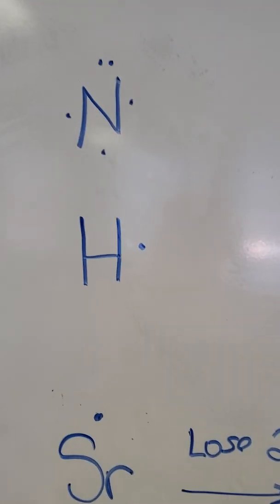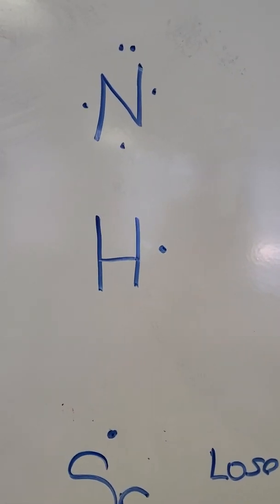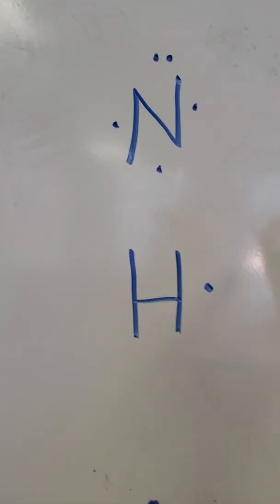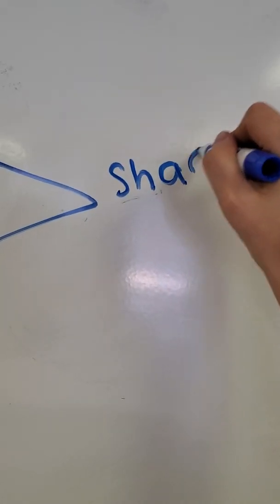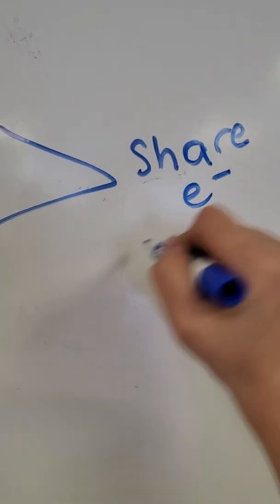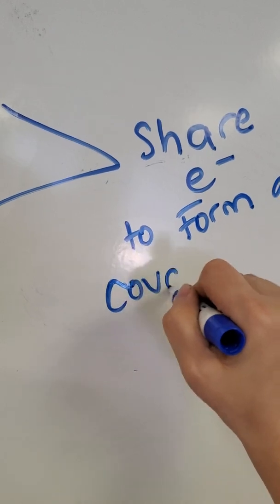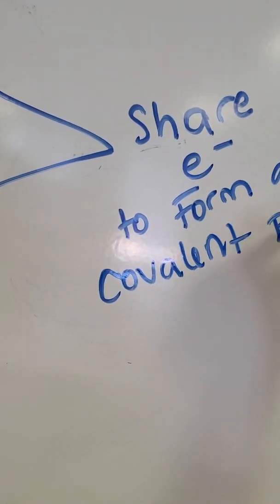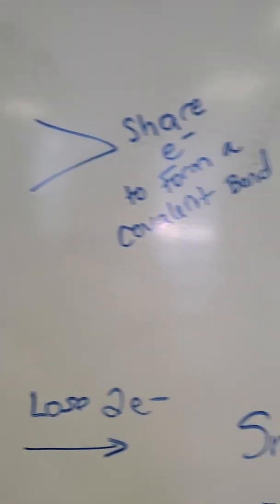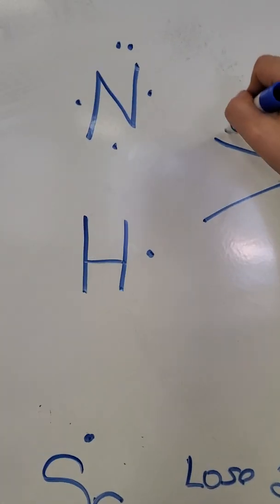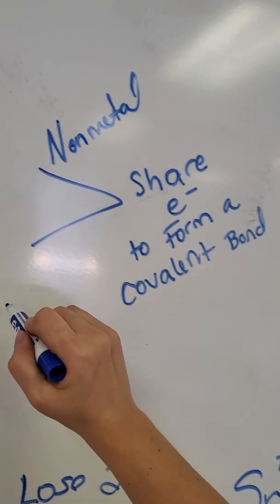All right, well, both of these are nonmetals, so technically they both want to gain. So neither one of these is really going to give up. Instead, they're going to share to form a covalent bond. Okay, so 2 nonmetals will come together to form a covalent bond. I'm going to put nonmetal here for both of them so you can make it real clear.